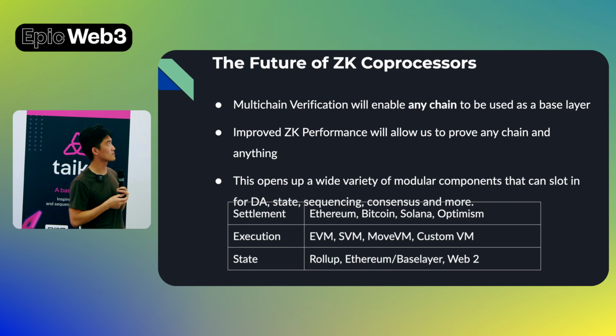So the future here, and how we're thinking about it, is that innovations in the ZK space, specifically multi-chain verification, as well as improved ZK performance, basically will enable us to really expand the solution space for coprocessors. That is moving settlements away from Ethereum and towards places like Bitcoin, Solana, Optimism, any sort of Cosmos app chain. Execution-wise, we basically support any sort of VM that can compile down to Rust. And for state, once again, we can move the idea of state and the idea of blocks and account balances across a wide variety of blockchains.